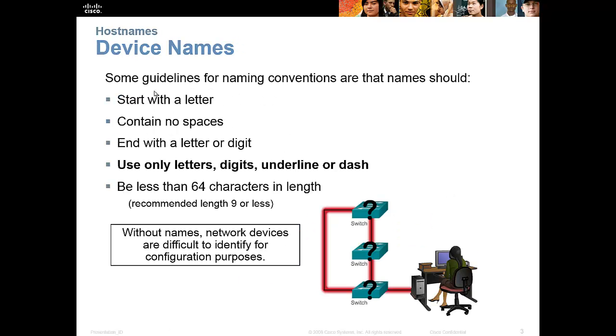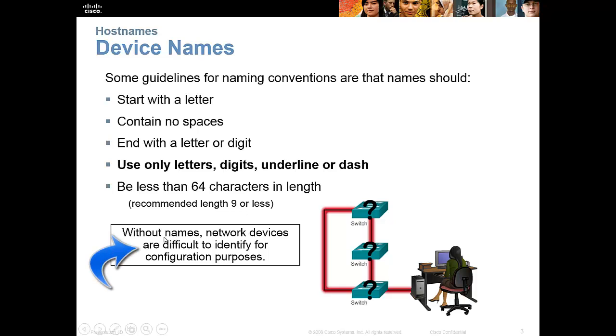Device names. Some guidelines for naming conventions. Start with a letter. No spaces in the names. End with a letter or a digit. Use only letters, digits, underlines, or dashes. No special characters, please. Must be less than 64 characters in length. 9 or less is a good name.